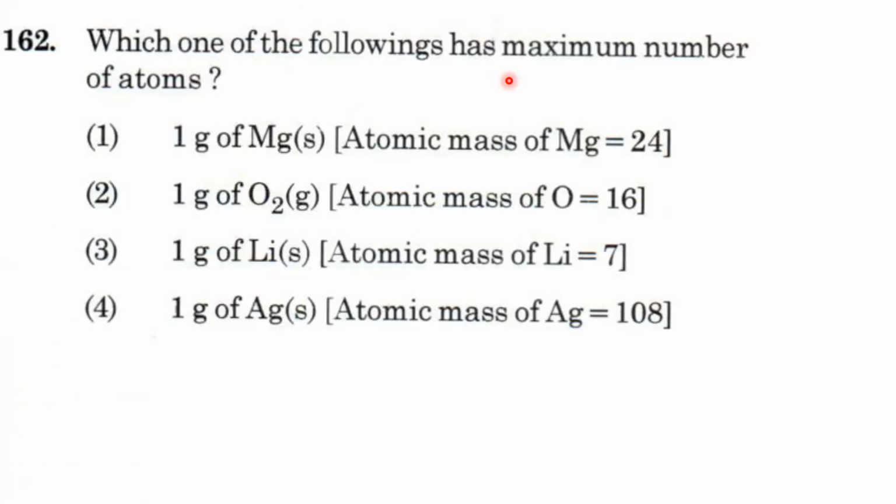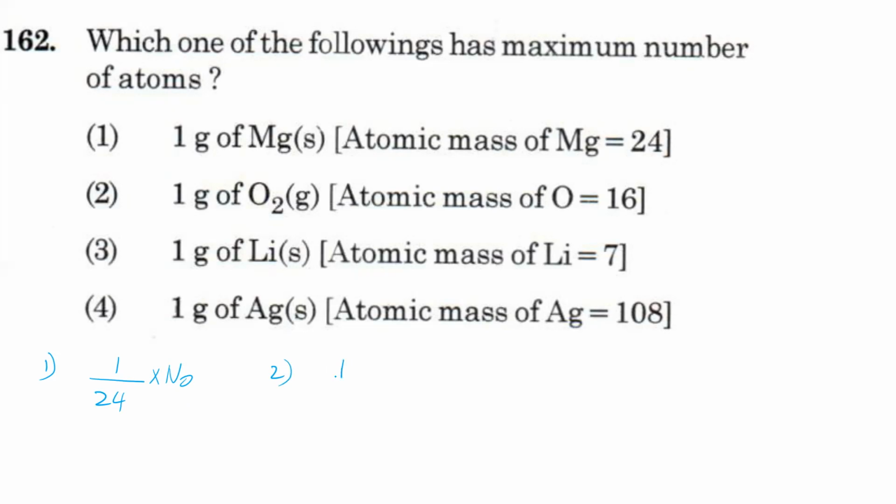Now, they are asking in which case the maximum number of atoms are there. For the first option, take 1 gram of magnesium, divide that by its atomic mass to get moles of atoms, and multiply by the Avogadro number to get the number of atoms.